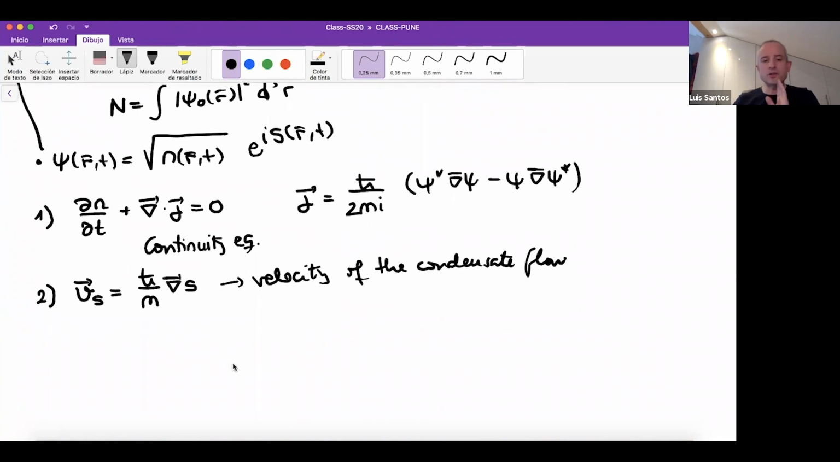I will come back to the issue of this velocity, because the fact that it is directly related with the gradient of the phase is a very important issue. But I will come back to this point later on when we discuss the relation between condensate and superfluidity. So then I can write the corresponding equation for this velocity field, this Vs, which is minus the gradient of all these things that you have here.